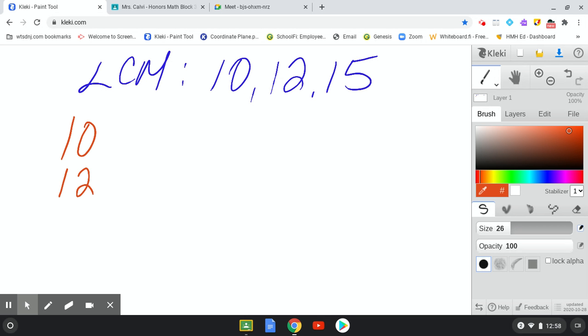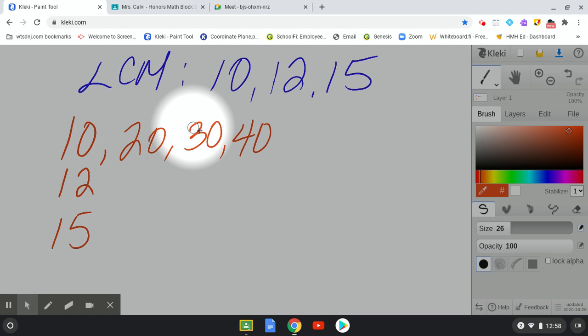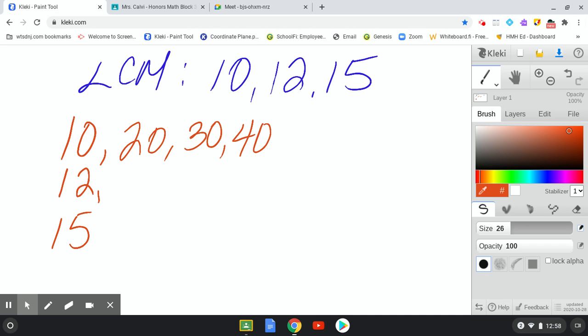So I would list my numbers 10, 12, and 15. And it's basically like knowing your multiplication facts. Here, counting by tens, 10, 20, 30, 40, etc. So that's the same thing as saying 10 times 1 is 10, 10 times 2 is 20, 10 times 3 is 30, etc. Same thing we would do for 12. 12, counting by 12s. 12 times 1 is 12, 12 times 2 is 24, and so on and so forth. And you would keep going with these until you come up with the least common multiple, the number that they have in common that is the smallest or the least. Okay, so that is one method.